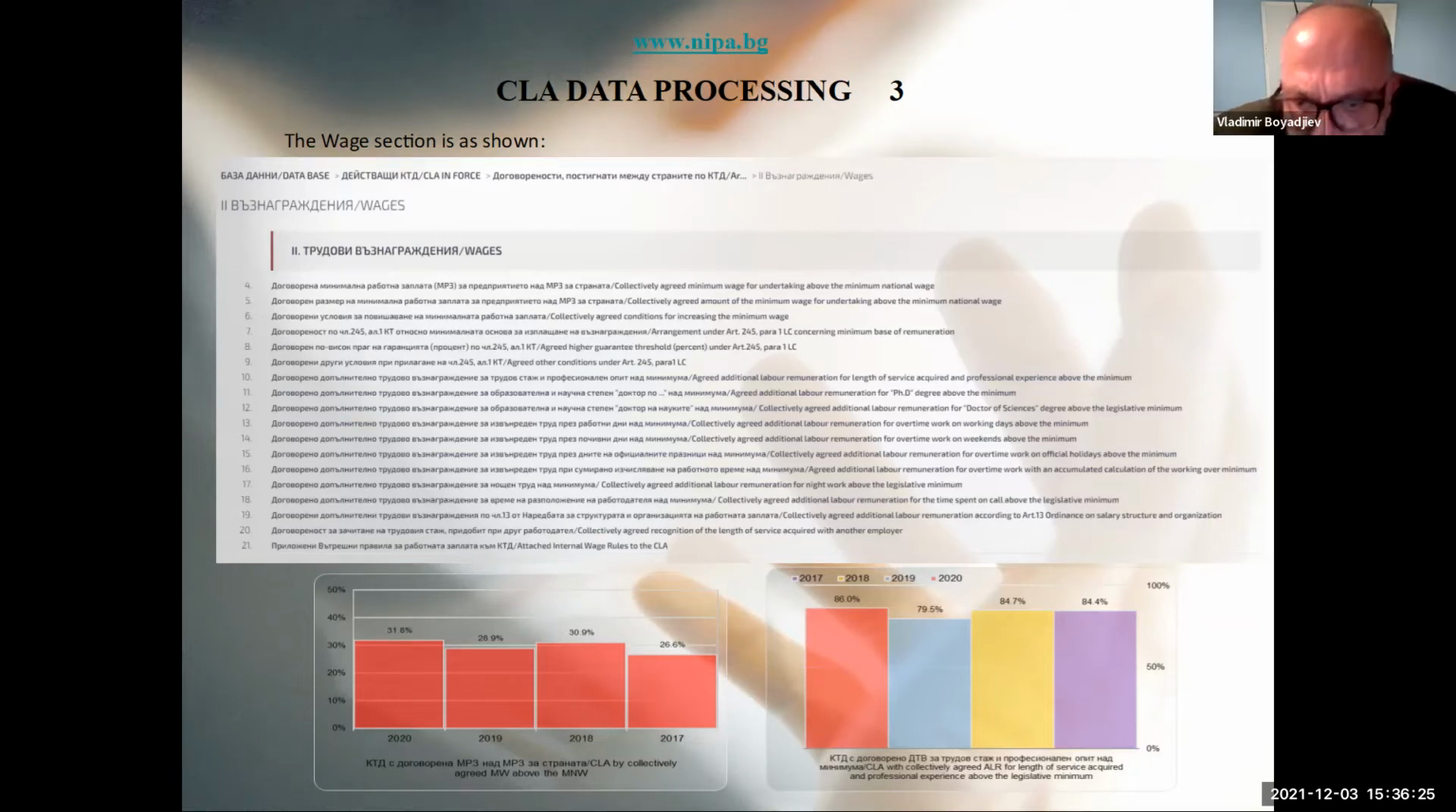in the company. And this is for, how to say, seniority bonus. 86% in 2020 have a provision above the minimum seniority bonus in the company. Please, next slide.